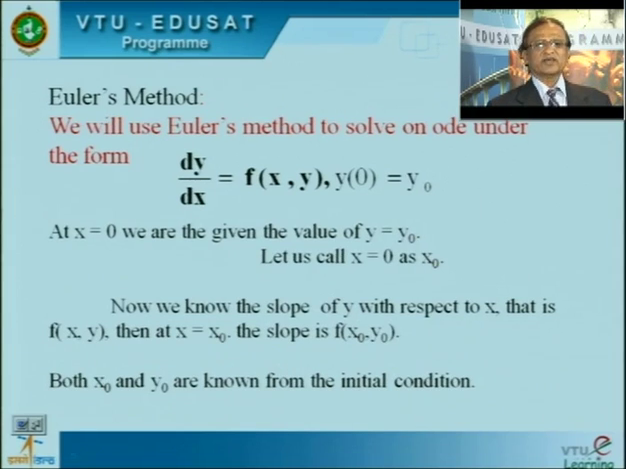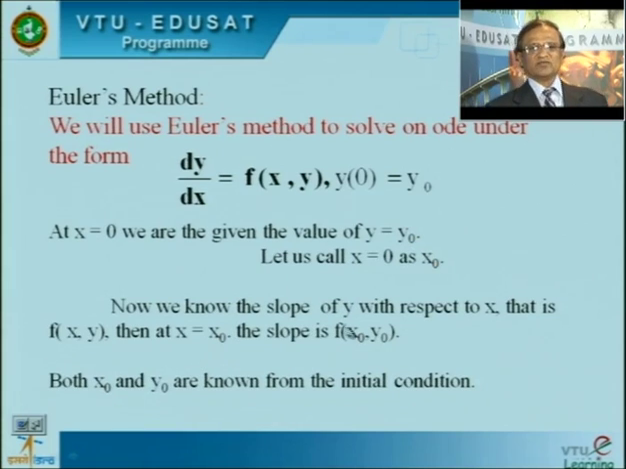Okay. Now I am going to consider a differential equation dy by dx is equal to f of x, y, with y of 0 equal to y naught. Clearly, this is a first order initial value problem. Now I want to solve this equation by Euler's method. What do we mean by Euler's method? It is given that at x equal to 0, the value of y is y naught. Here x equal to 0 is denoted by x naught, and the corresponding y is denoted by y naught.